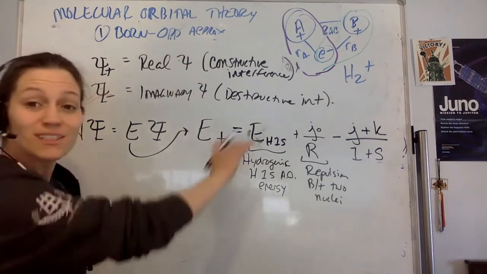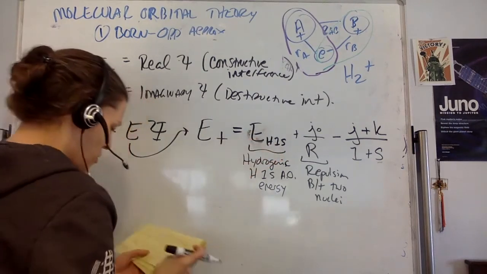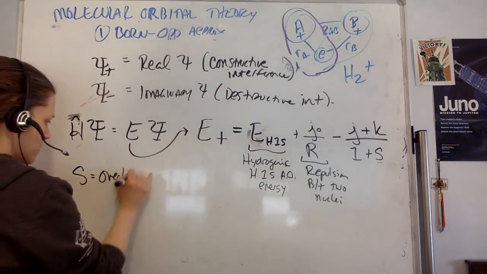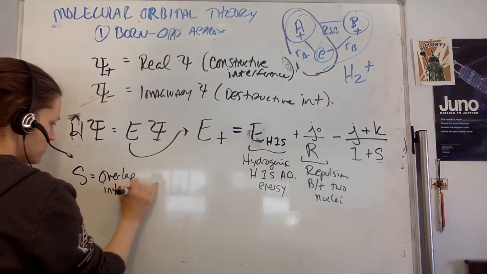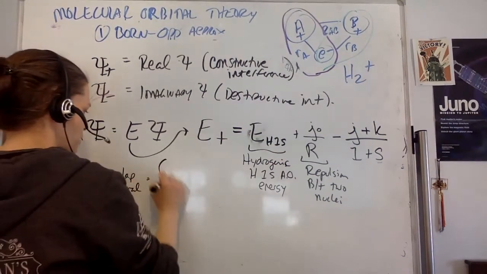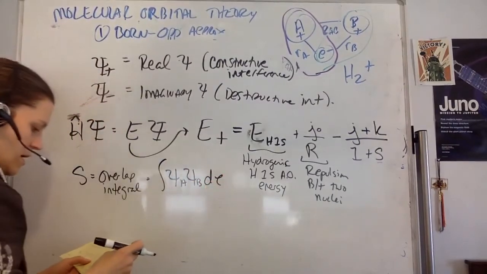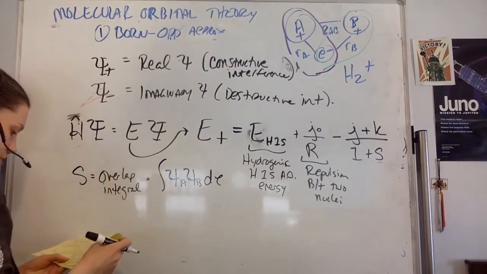So we've got some terms here. Now let's go through them. S is our overlap integral, and that is equal to the integral of psi A psi B d tau. So again, that's the overlap density that you would have.